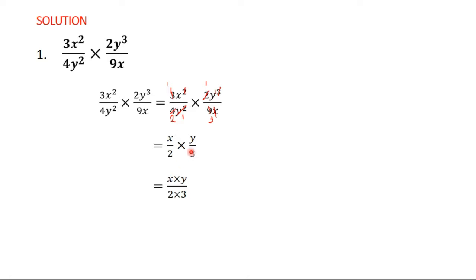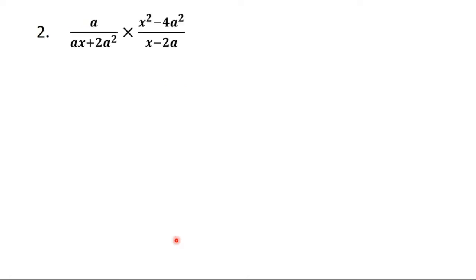Now since this is in the simplest form, you multiply x with y. That is, the numerator multiply the numerator, the denominator multiply the denominator. x times y in algebra is written as xy. 2 times 3 is 6. So we have xy over 6. So we have simplified this. Let's take the next example.